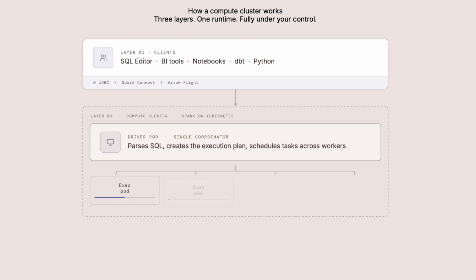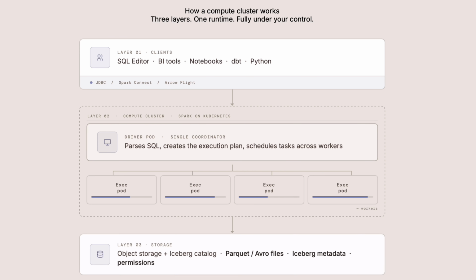At the top, you have your clients. The SQL editor, BI tools, notebooks, DBT, Python scripts, all of them connect through standard protocols, JDBC, Spark Connect, or Arrow Flight. Those connections all land on the compute cluster. Inside the cluster, there is one driver pod. That is the coordinator. It receives your query, parses the SQL, builds an execution plan, and distributes the work.